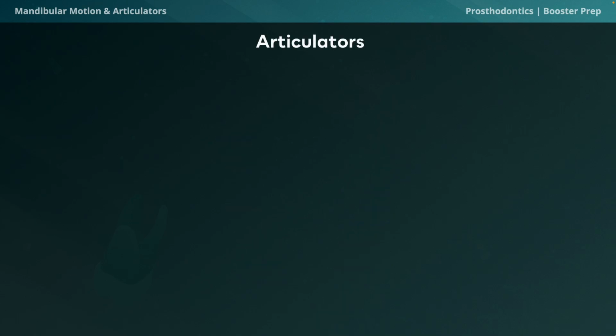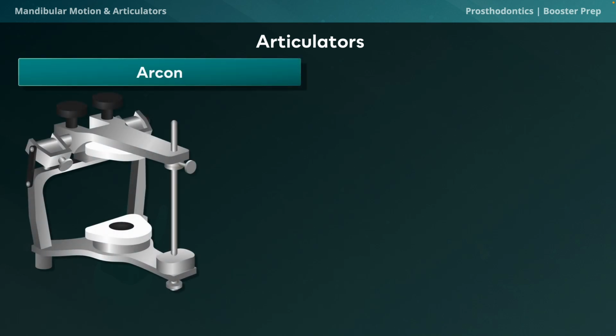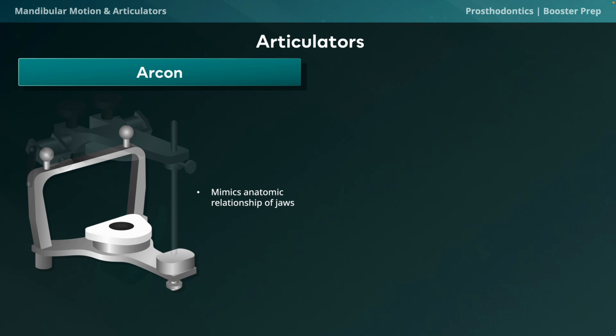Okay guys, time to talk about articulators. There are two primary types of articulators that you've probably heard of. First, we have the Arcon articulator. The Arcon design mirrors the anatomical relationship of the human jaw, and you may wonder, what the heck does that even mean? Well, you know how our TMJs are connected to our mandible?